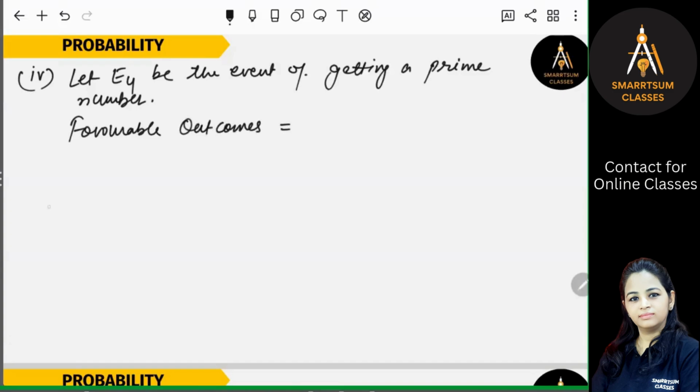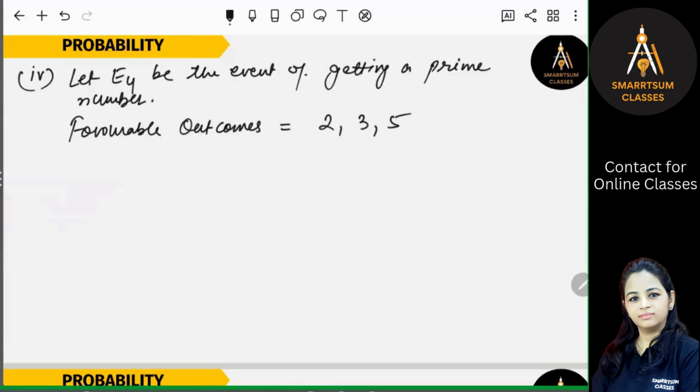So what will it be? The numbers you will be getting are 1, 2, 3, 4, 5, and 6. Now, what are the prime numbers here? 2, 3, and 5 are the prime numbers, right? So write down 2, 3, 5. These are the favorable outcomes for this event to happen, that it is a prime number. Getting that? So we have written it here.